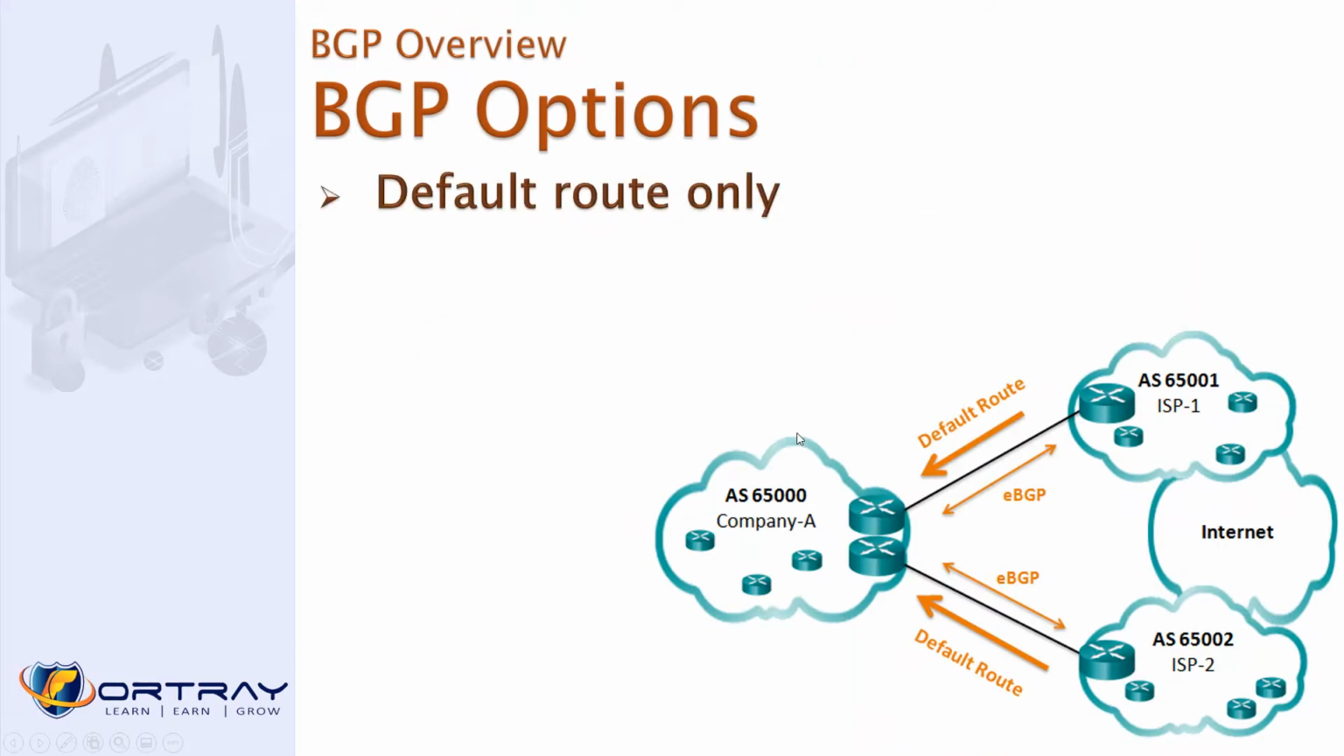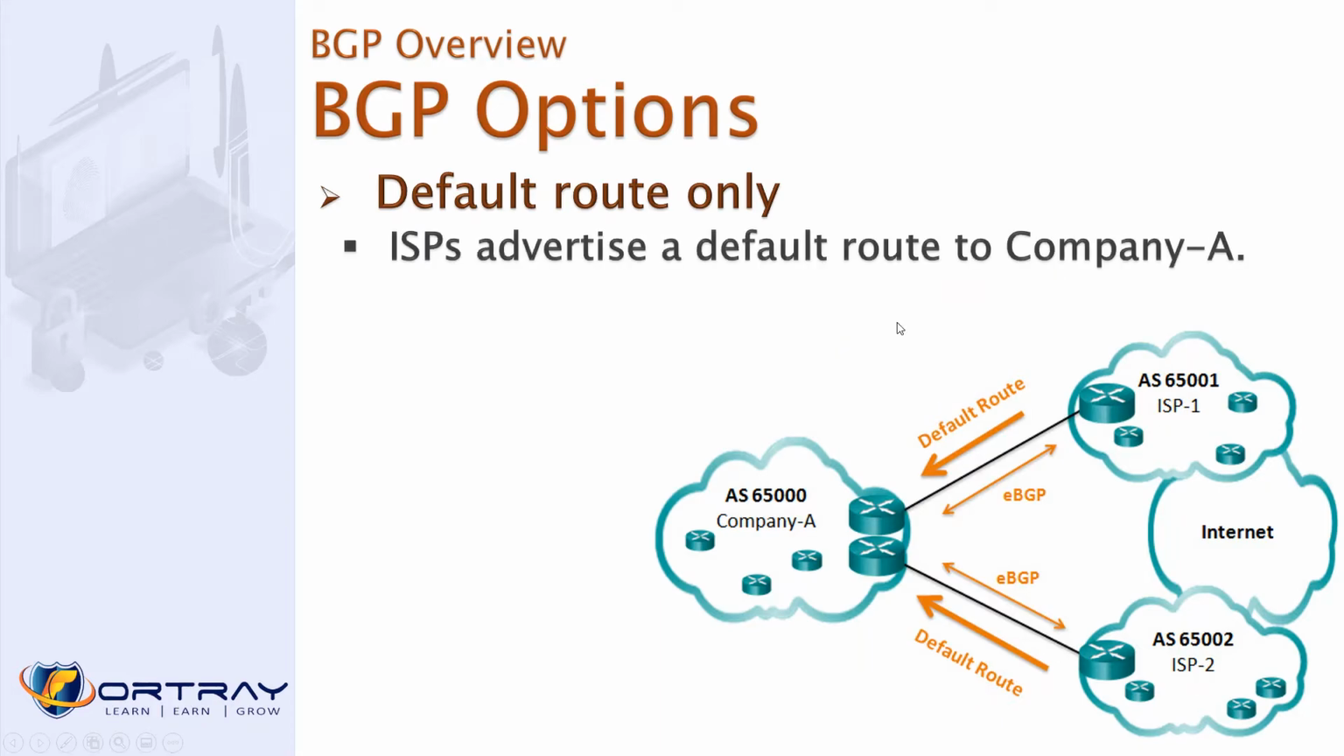BGP options: default route only. So how can we do BGP? Let's say this company has two ISPs, BT and Verizon, and they can send the default route to you. The default route covers every network and every subnet. However, in some situations, if you don't want the ISP to just advertise the default route, then you can have the full BGP routing table. That is very powerful, and you need a very good router for it.